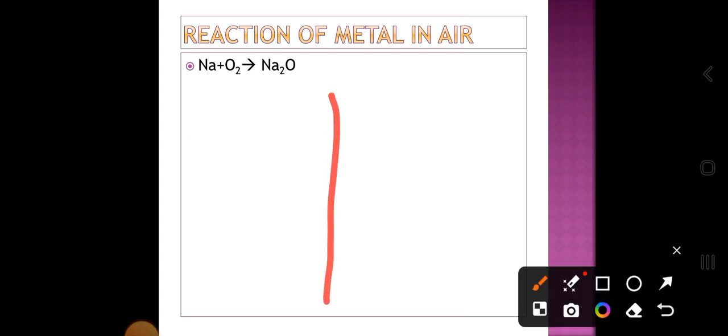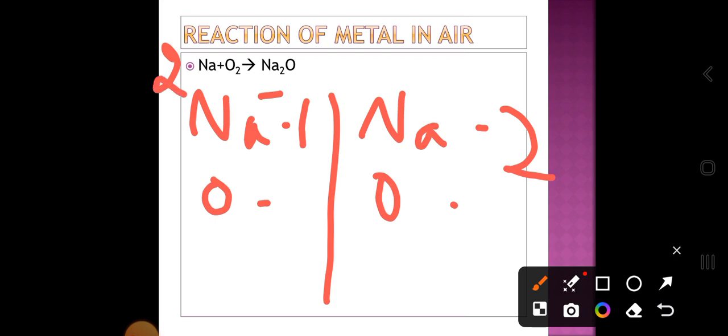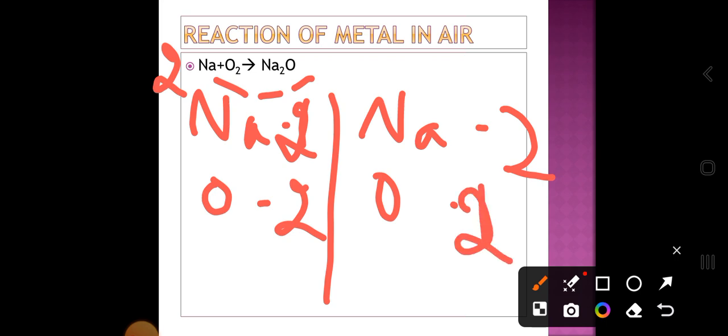Let's try to balance this equation. We have sodium and we have oxygen. Similarly, we have sodium and oxygen on the product side. How many atoms of sodium are there? One atom. And how many atoms of sodium are there on the product side? Two. So it's not balanced. So I will write 2Na. Now sodium is balanced: two atoms of sodium on both reactant and product side. Now coming to oxygen, how many atoms of oxygen are there? Two atoms of oxygen. But on the product side, students, how many atoms of oxygen are there? One. So obviously, I multiply this by 2.